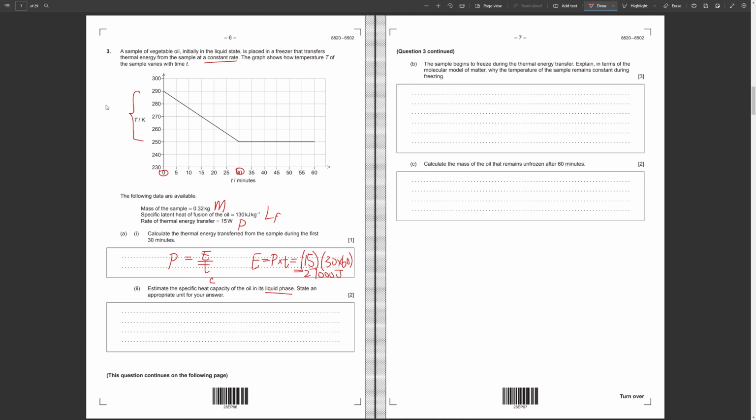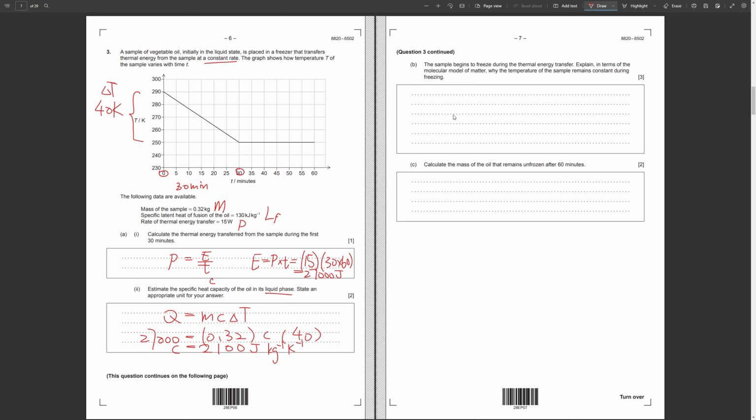The temperature reduced by 40 Kelvin. And the time it took was 30 minutes. Let's begin with the equation Q equals m c delta T. The energy flow is 27,000 joules as calculated above. The mass is 0.32. C is unknown. Change in temperature is 40 Kelvin. So the specific heat capacity is 2,100 joules per kg per Kelvin.